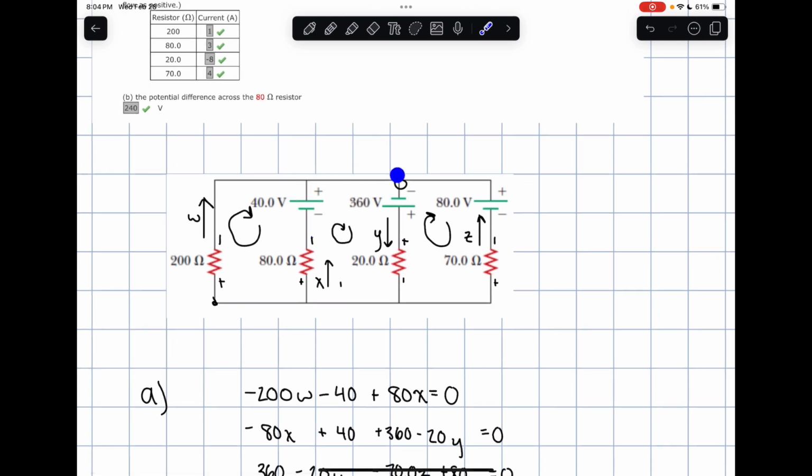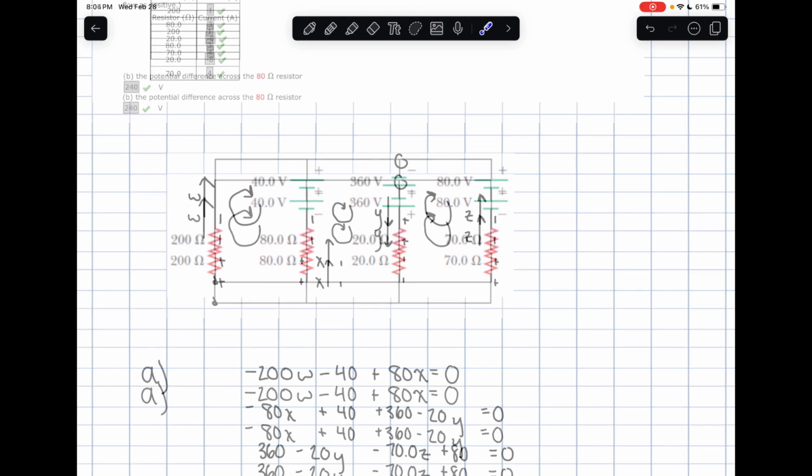And as we come around this way, we are once again going from a negative to a positive, meaning we're going uphill, once again gaining energy, this 360. Then we come upon this next resistor, and it's going from positive to negative, meaning we're going downhill and losing energy, and we're going to get 20Y. 20 being the resistance, and this time we're using Y because that is the current throughout this branch.